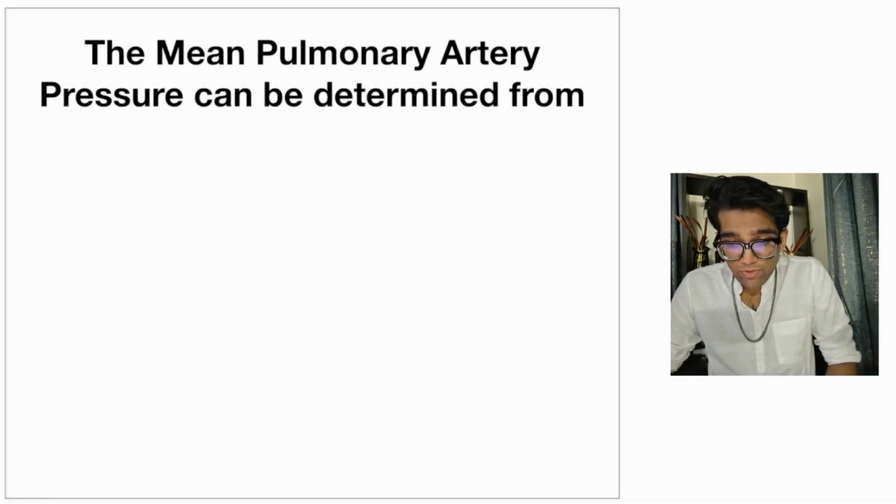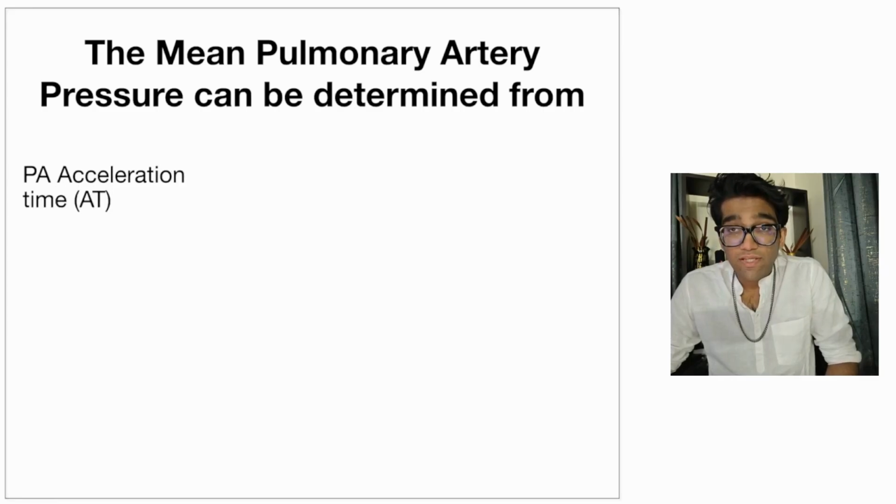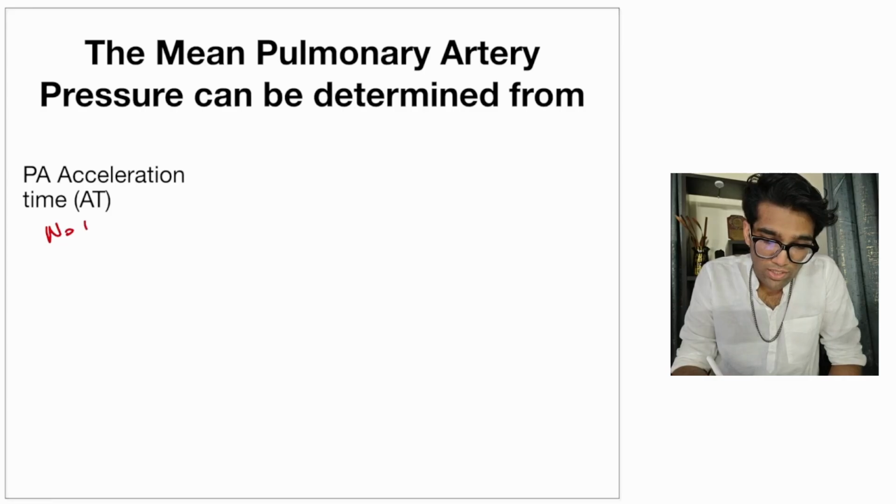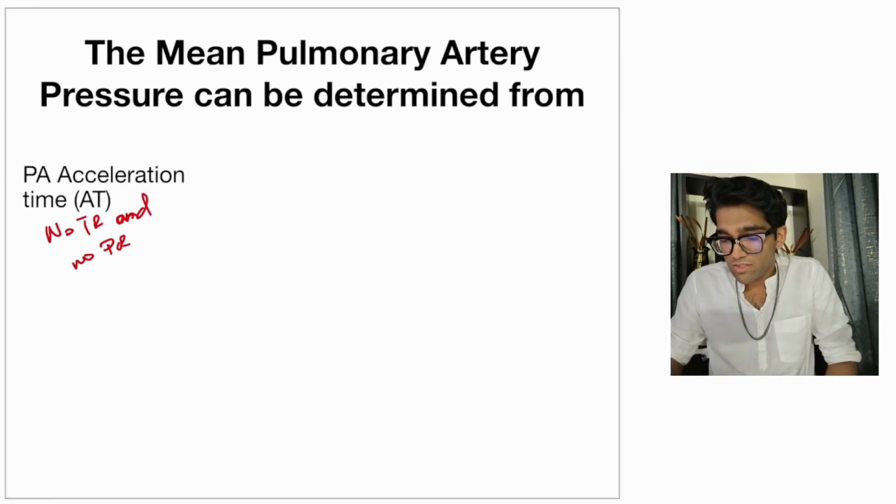Now we'll talk about how to determine the mean pulmonary artery pressure. So the first way is when you have no TR and no PR. So there's no pulmonary regurgitation, there's no tricuspid regurgitation.